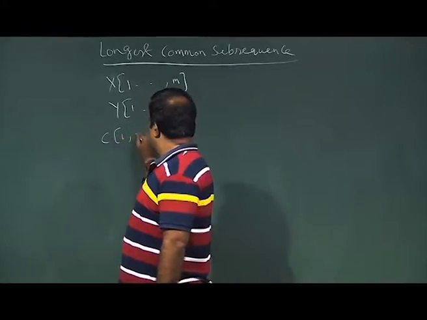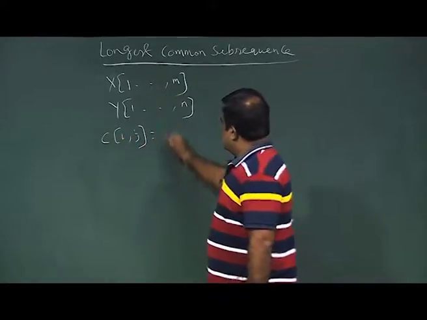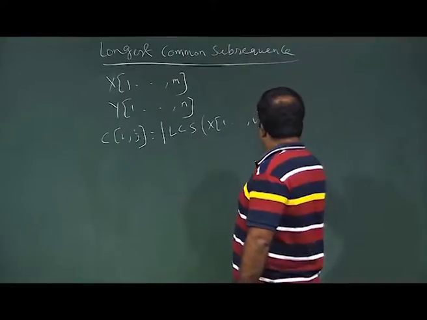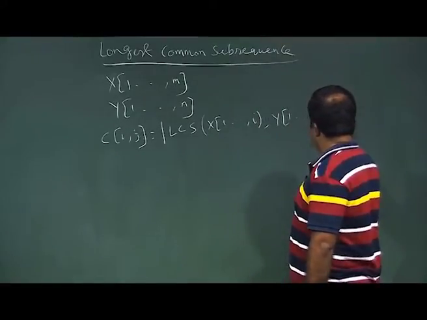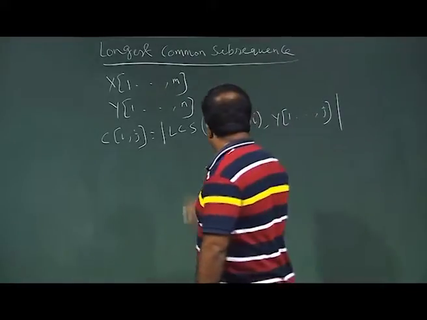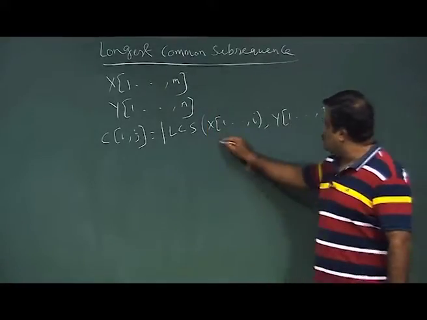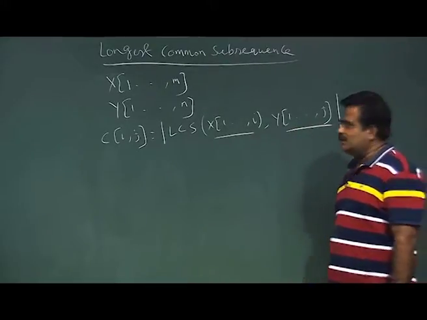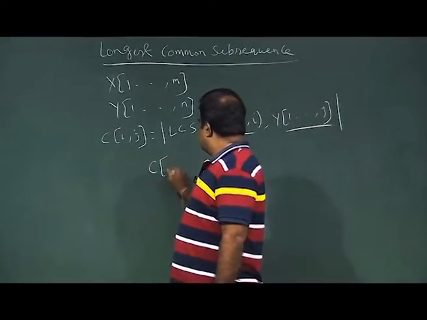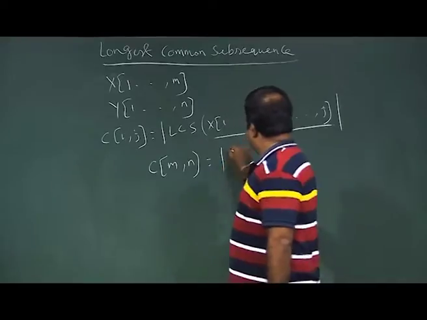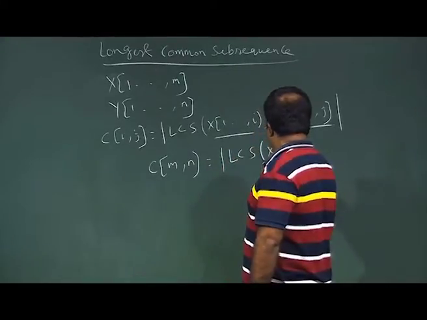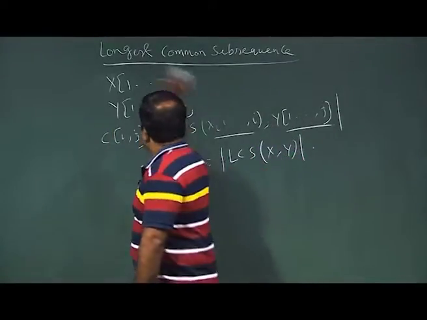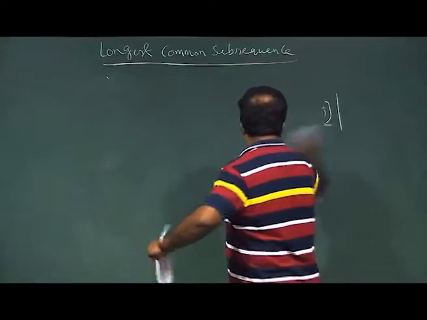defined C[i][j], which is the length of the longest common subsequence of the prefixes x 1 to i and y 1 to j. Now, if we can find C[i][j] for all i, j, then we are done, because C[m][n] is the length of the longest common subsequence of x and y. In the last lecture we saw a recursive formulation for this C[i][j].